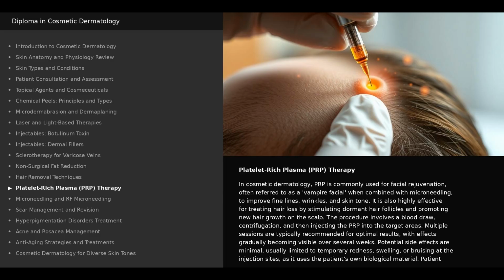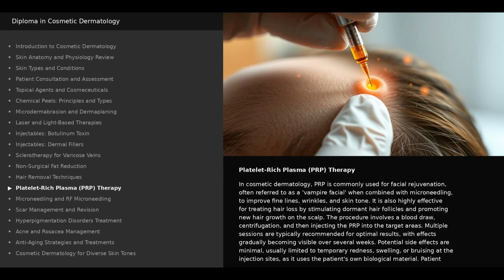It is also highly effective for treating hair loss by stimulating dormant hair follicles and promoting new hair growth on the scalp. The procedure involves a blood draw, centrifugation, and then injecting the PRP into the target areas. Multiple sessions are typically recommended for optimal results, with effects gradually becoming visible over several weeks.